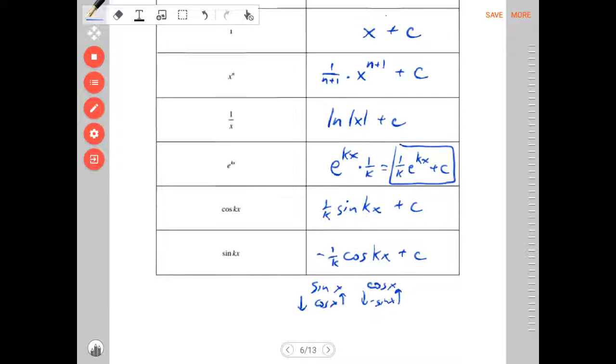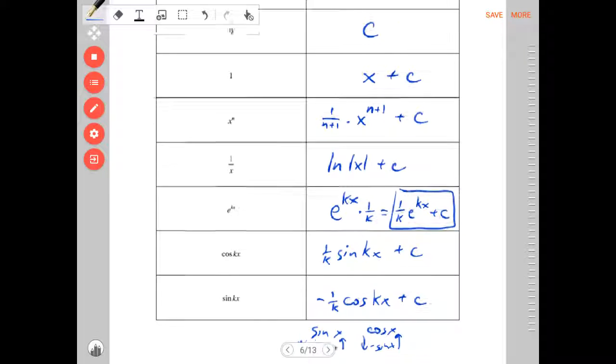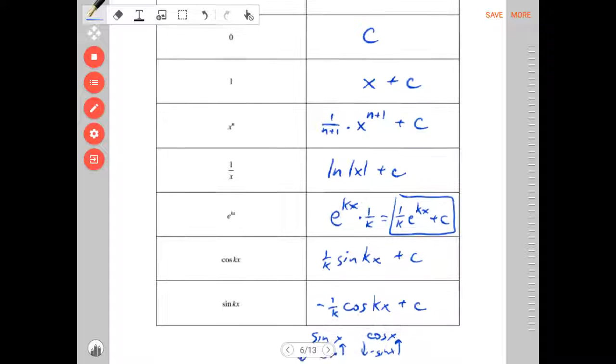So those are all our basic antiderivatives, and you can use this chart going forward. It'll be very helpful for you for the upcoming sections.